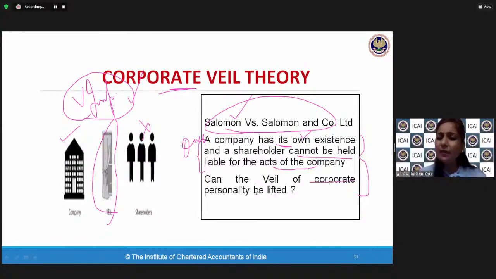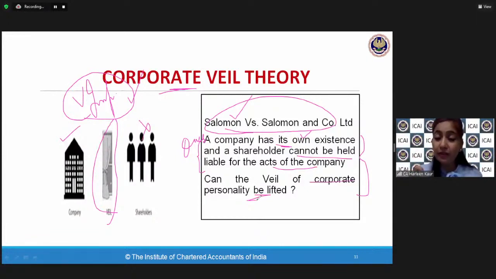But can this veil of corporate personality be lifted? Many times, people try to take advantage of this, saying the company is different, shareholders are different. But we've understood one thing: a company always acts through human agency. Say, for example, ABC are the members of a company and they are running ABC Limited. But this ABC Limited has been specifically made to do frauds. It is doing a lot of fraud. It is doing improper conduct. It is not behaving in a legal manner.